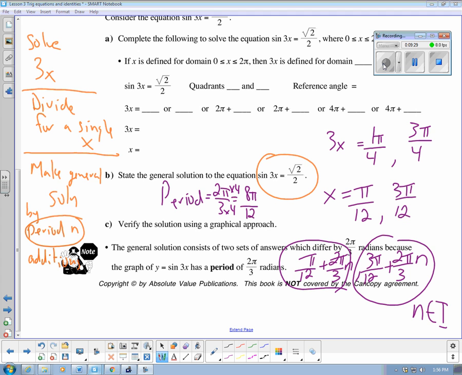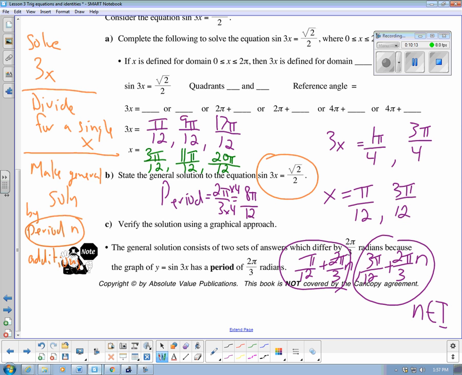So you get a sequence of numbers that look something like this. Pi over 12, that was our first answer, plus another 8 pi over 12 is 9 pi over 12. Plus another 8 pi over 12 on that is 17 pi over 12. And because we expect 6 answers in this graph, I'm now going to go to my other answer, which was 3 pi over 12, and add multiples of the period to that. So 3 pi over 12 plus 8 pi over 12 is 11 pi over 12 plus 8 pi over 12 is 20 pi over 12.